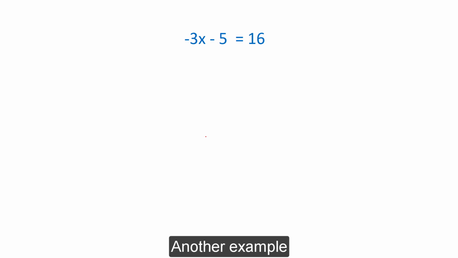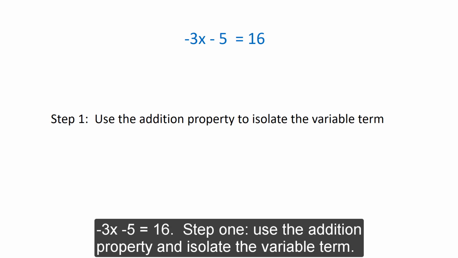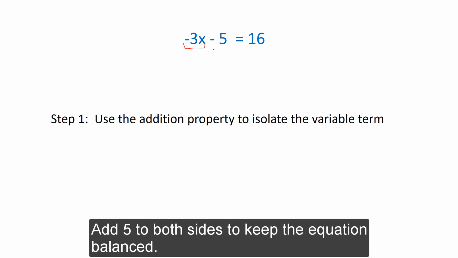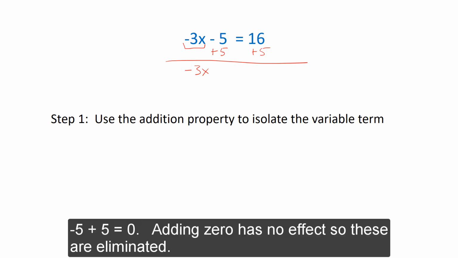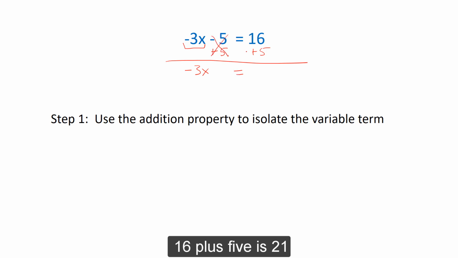Another example. Negative 3x minus 5 is equal to 16. Step 1. Use the addition property to isolate the variable term. Here's my variable term. So I want to get rid of the minus 5 first. So I will add 5 to both sides to keep the equation balanced. I didn't do anything to the negative 3x. Minus 5 plus 5 is 0. Adding 0 has no effect, so I won't write it, but these are eliminated. And 16 plus 5 is 21.